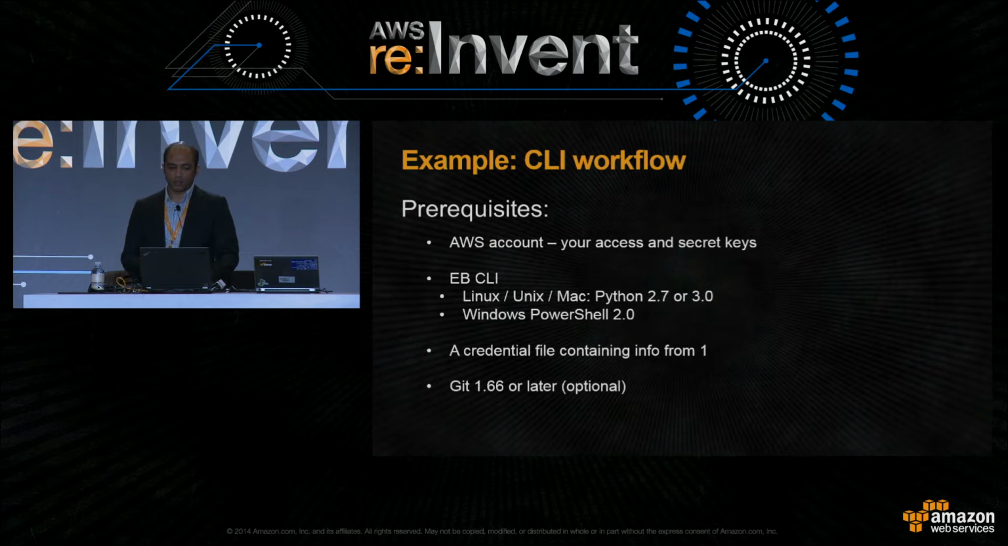All right, so we're going to look at our example workflow of using the CLI. So what do you need to use our CLI? You obviously need your AWS account credentials. You can install it on Windows, Mac, Linux systems. The prerequisite is Python 2.7 or Python 3. On Windows, PowerShell. And then you need Git 1.6.6 or later if you're going to use Git to do deployments.